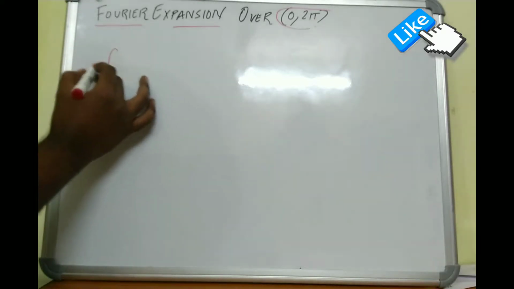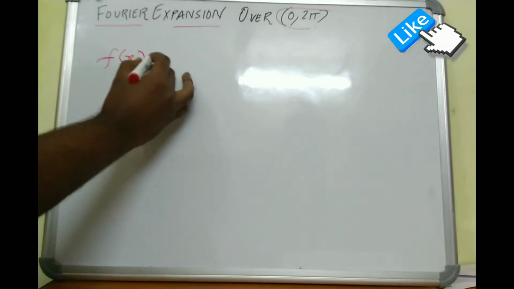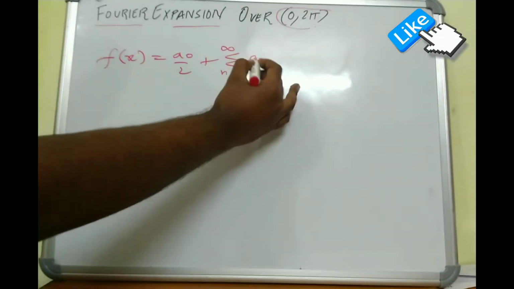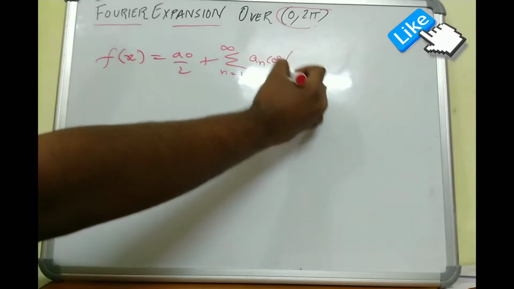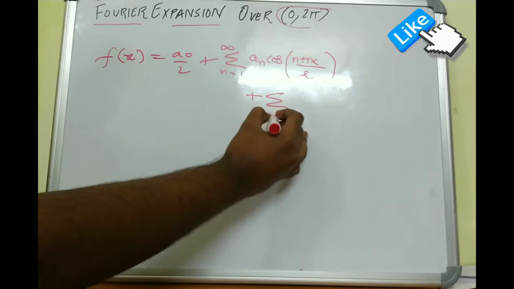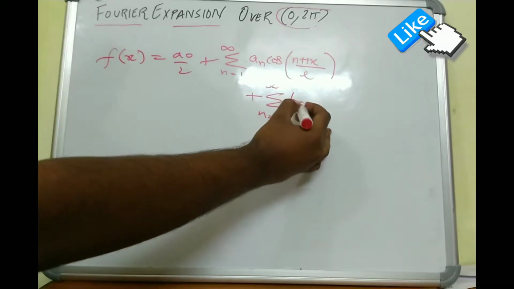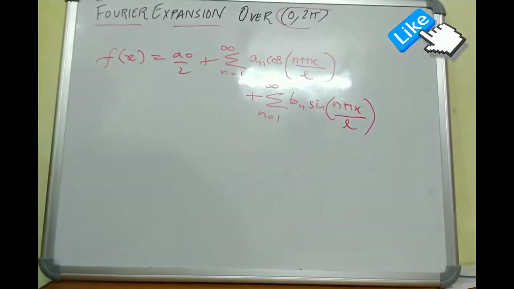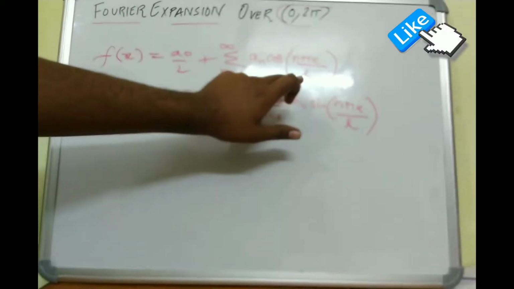Now we know the general form is f of x equal to a naught by 2 plus summation of n equal to 1 to infinity a n cos n pi x by L plus summation of n equal to 1 to infinity b n sin n pi x by L. This is the basic formula you need to understand. Now here we need to find the value of L.